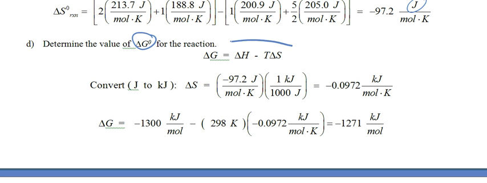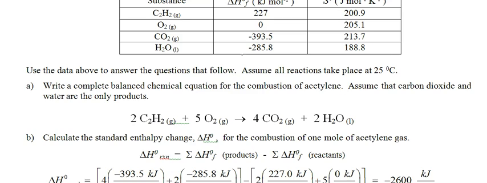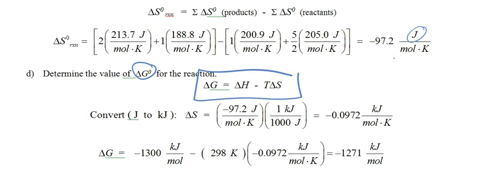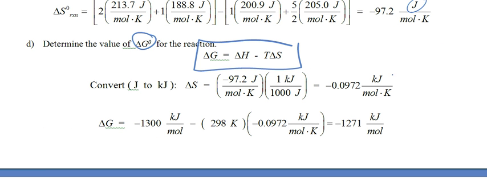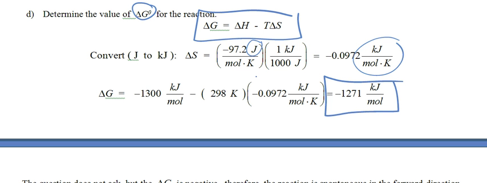Alright, so we calculate our delta G. So we will use this equation here, where we have delta H minus T delta S. Again, convert your temperature into kelvins. I believe it was at 25 degrees. Somewhere it said that. There it is, 25 degrees. So convert that into kelvins. And do change your joules into kilojoules, so we have like units when we add and subtract, and then multiply that all out. And in this case here, we get a negative 1271 kilojoules per mole.